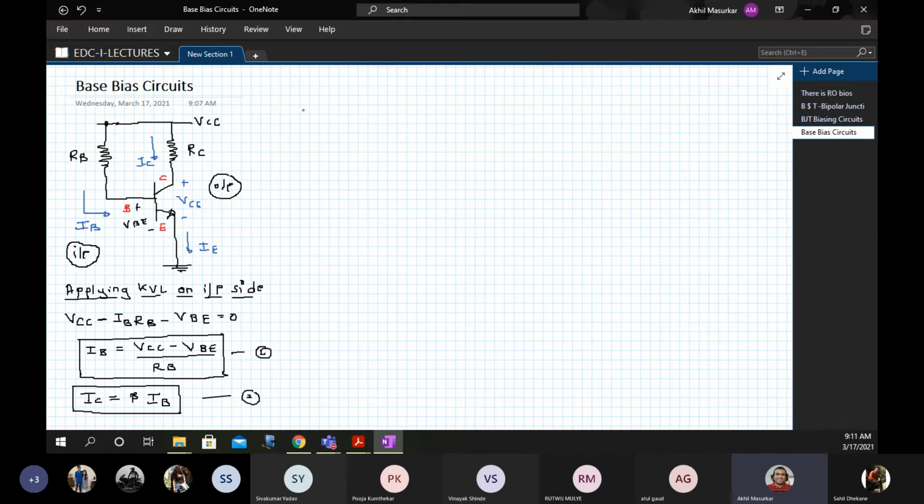Now applying KVL on output side. So let us apply the KVL on output side. So we have VCC minus IC RC minus VCE equal to 0.